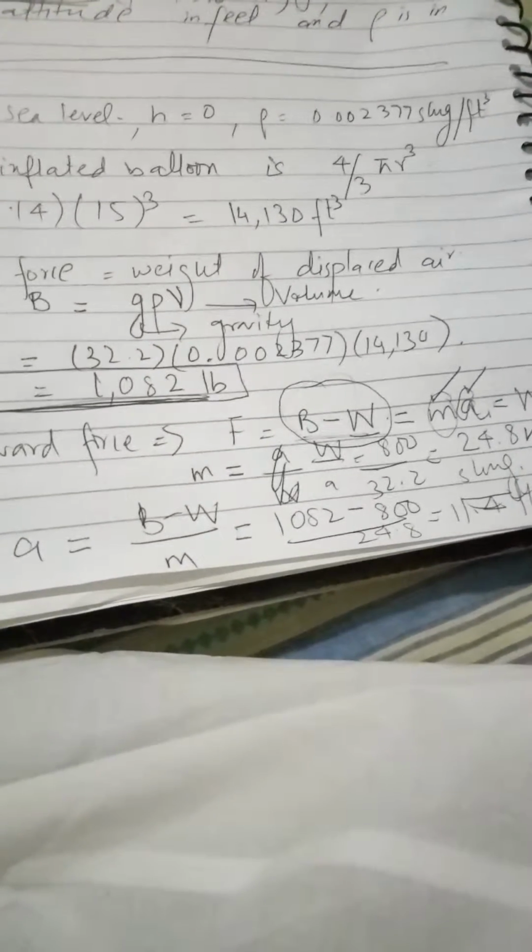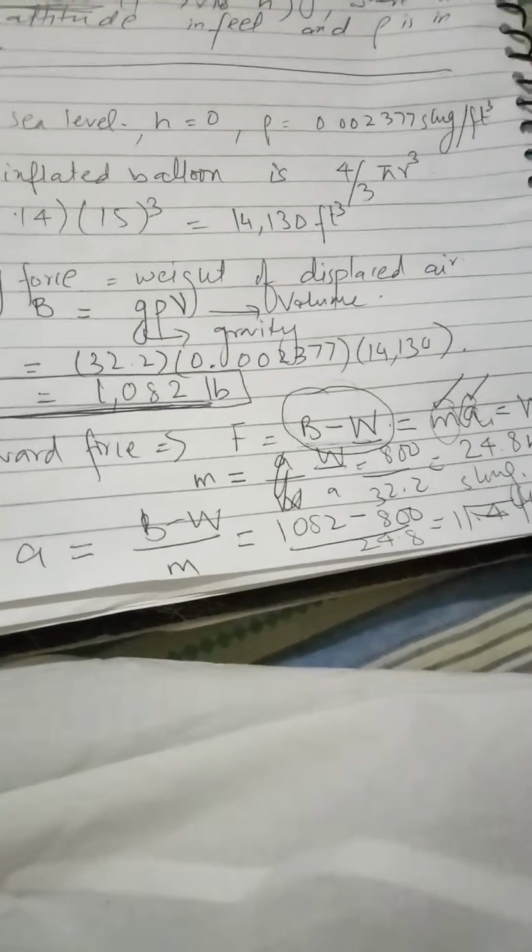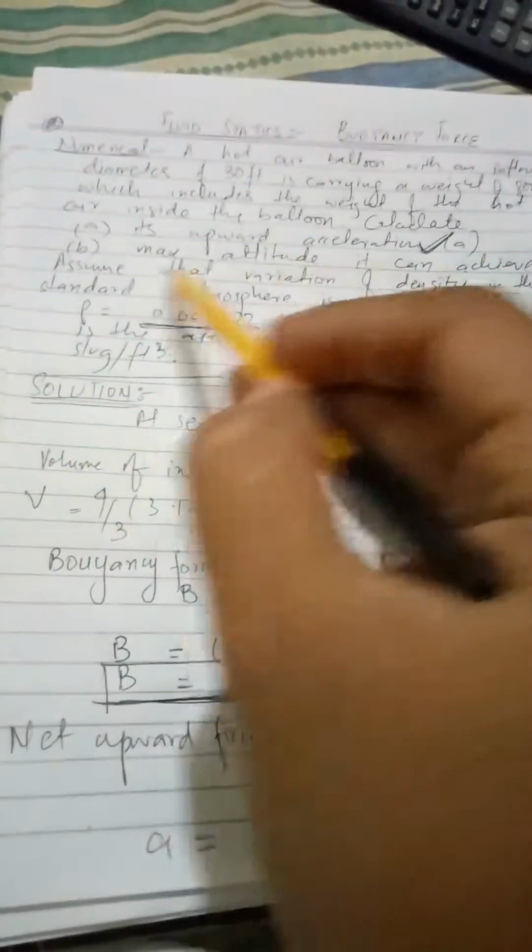Extracting the mass from the weight and then applying it for the upward acceleration, (B minus W) divided by m, you get 11.4 feet per second squared. That is the unit of the acceleration in this example. And the second example is the maximum altitude it can achieve.